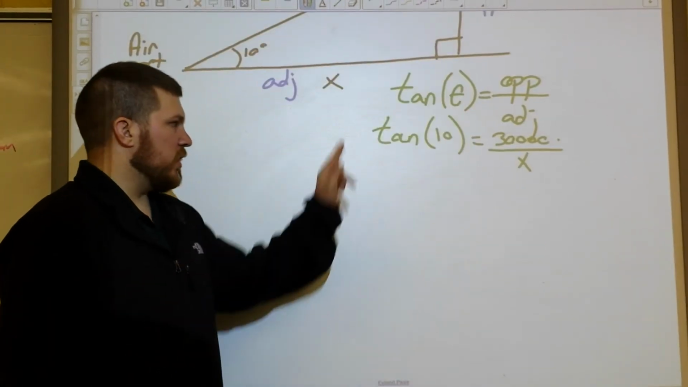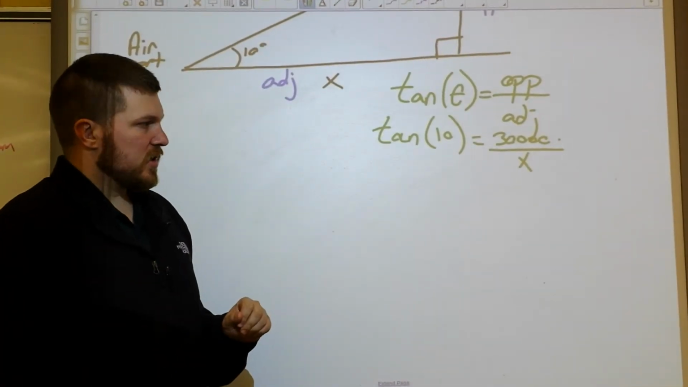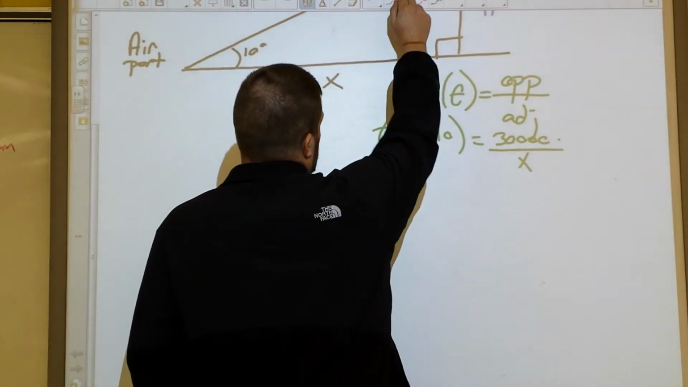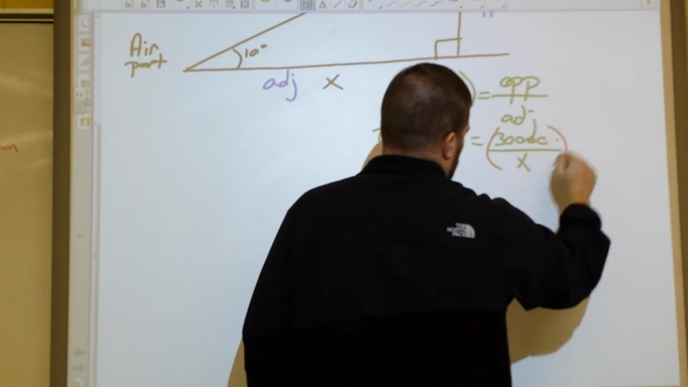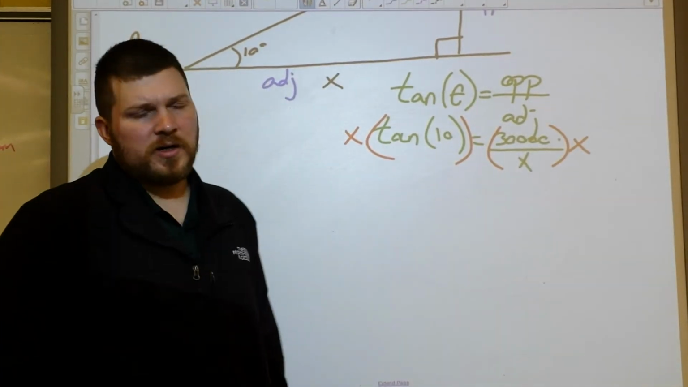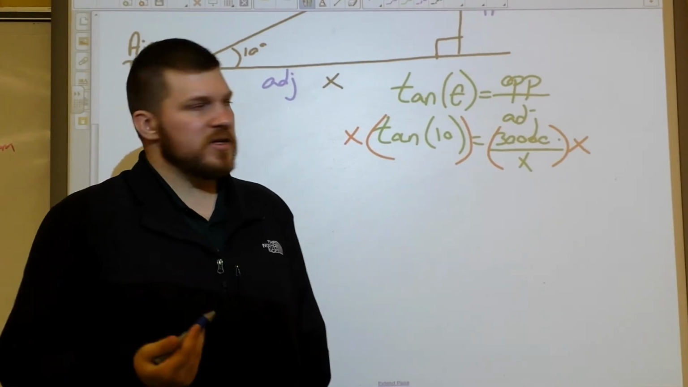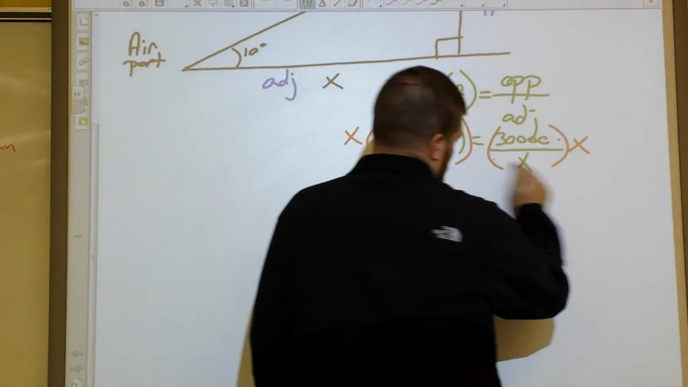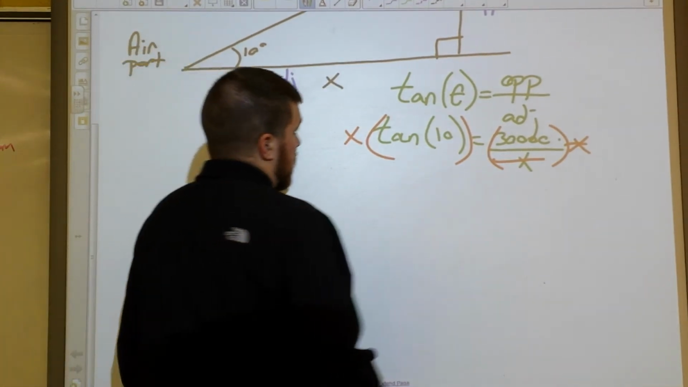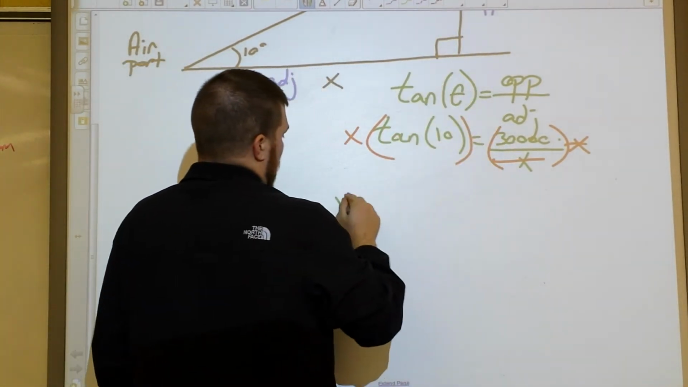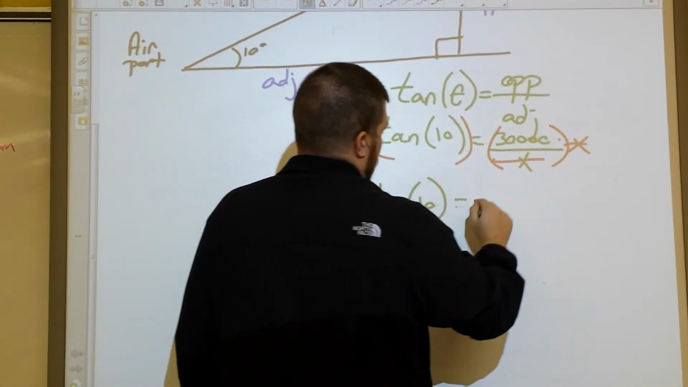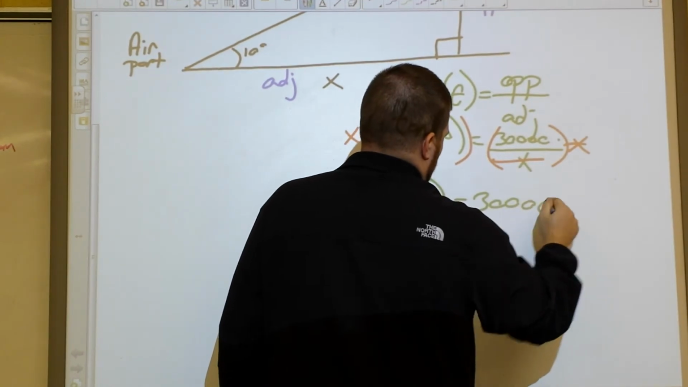Well, I want to get that x by itself. So to do that, I've got to get rid of this fraction. So I'm going to multiply by x on both sides. x is just a number, so we can multiply it. It's just we don't know what that number is. So don't be scared about multiplying by a variable. That's totally fine. The x's cancel out on the right-hand side, and so we're left with x times the tangent of 10 equals 30,000.